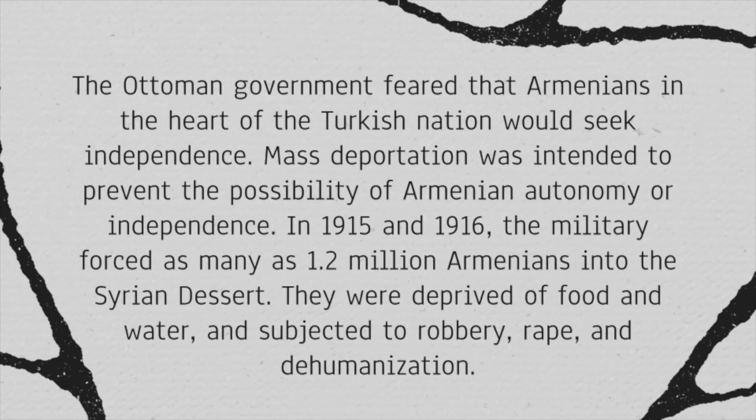The Ottoman government feared that Armenians, in the heart of the Turkish nation, would seek independence. Mass deportation was intended to prevent the possibility of Armenian autonomy or independence. In 1915 and 16, the military forced as many as 1.2 million Armenians into the Syrian desert. They were deprived of food and water, and subjected to robbery, rape, and dehumanization.